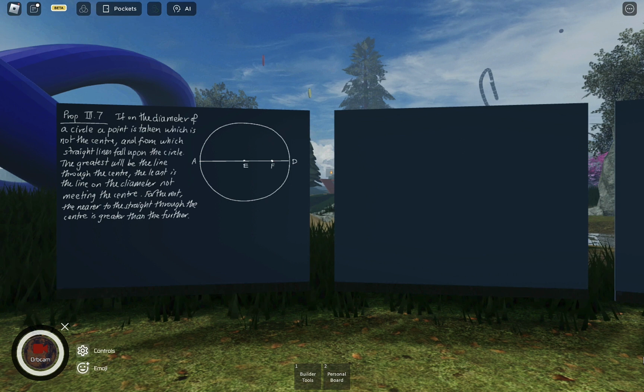Okay, so let me fill in some points. We'll just pick some points B, C, and G, and connect these to F initially. All right, so the last sentence is saying that FB is greater than FC because FB is nearer to the straight line through the center, that is FA. So FB is greater than FC is greater than FG. And there's one more statement.